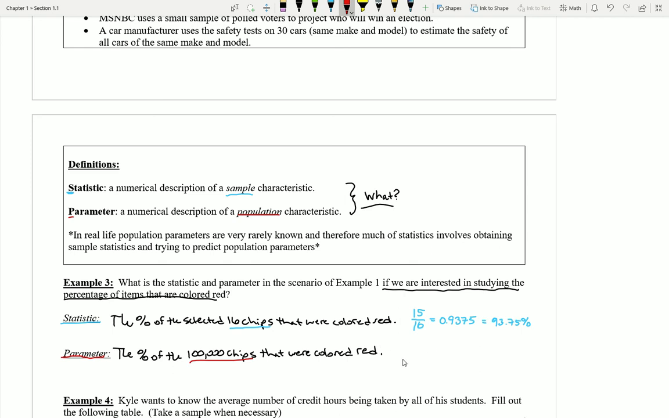Now notice that this value is not easy to find because I don't know how many of the chips were actually red. I would never know that unless I dumped out all 100,000 chips and calculated them. So while I will have the value for a statistic, I will almost never have a value for the parameter. I'll be able to describe it in words, but I don't know its final result. That's why I state up here that in real life, population parameters are very rarely known. And therefore, much of statistics involves obtaining a sample statistic or sample statistics and trying to ultimately say that if I have this blue number, can I try to predict what I think that red number would be?